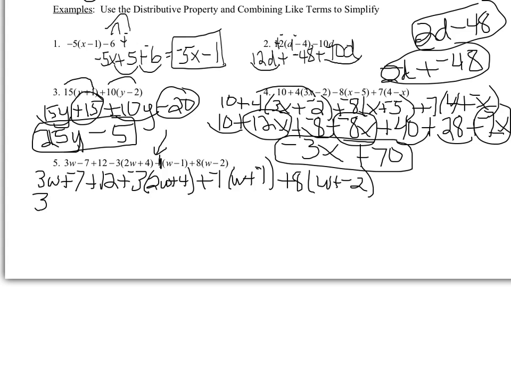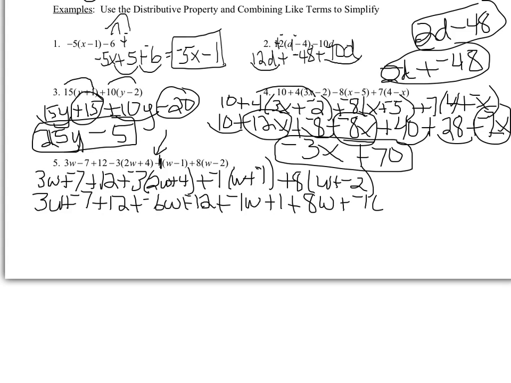The first few numbers are going to stay the same: 3w plus a negative 7 plus 12. Now I'm going to distribute. Plus negative 3 times 2w would be a negative 6w. Plus negative 3 times 4 would be a negative 12. Can't forget that negative sign. Plus negative 1 times w would be a negative 1w. Plus negative 1 times negative 1 would be just 1. Plus 8 times w would be 8w. Plus 8 times a negative 2 would be a negative 16.